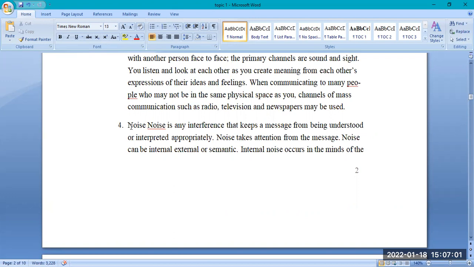It can be physical, that's one. Like for example, extra bright light. When you hear a lorry hooting or vehicles hooting, those are physical noises. It can also be semantic. Semantic comes from the way we pronounce things.